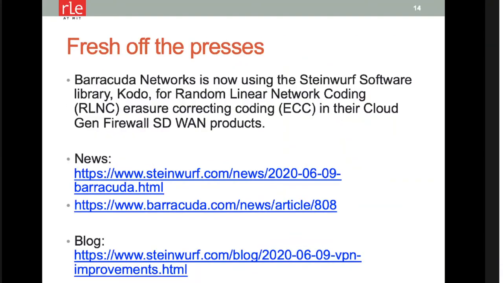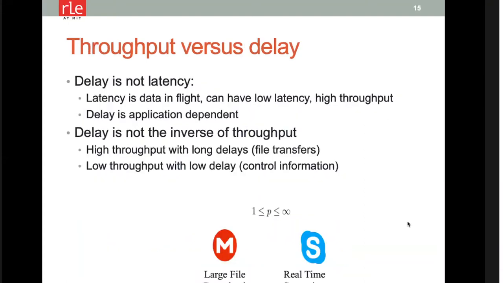Now, I want to share this. This is very exciting. When I say this is fresh off the presses, this is an announcement that came literally this morning. You guys are the first to hear it. This is actually being used right now by Barracuda Networks in their software-defined wide area network products in the cloud, the CloudGen Firewall. And it uses software using RLNC from Steinwolf, which is a Danish company that I co-founded to do the tech transfer for RLNC.